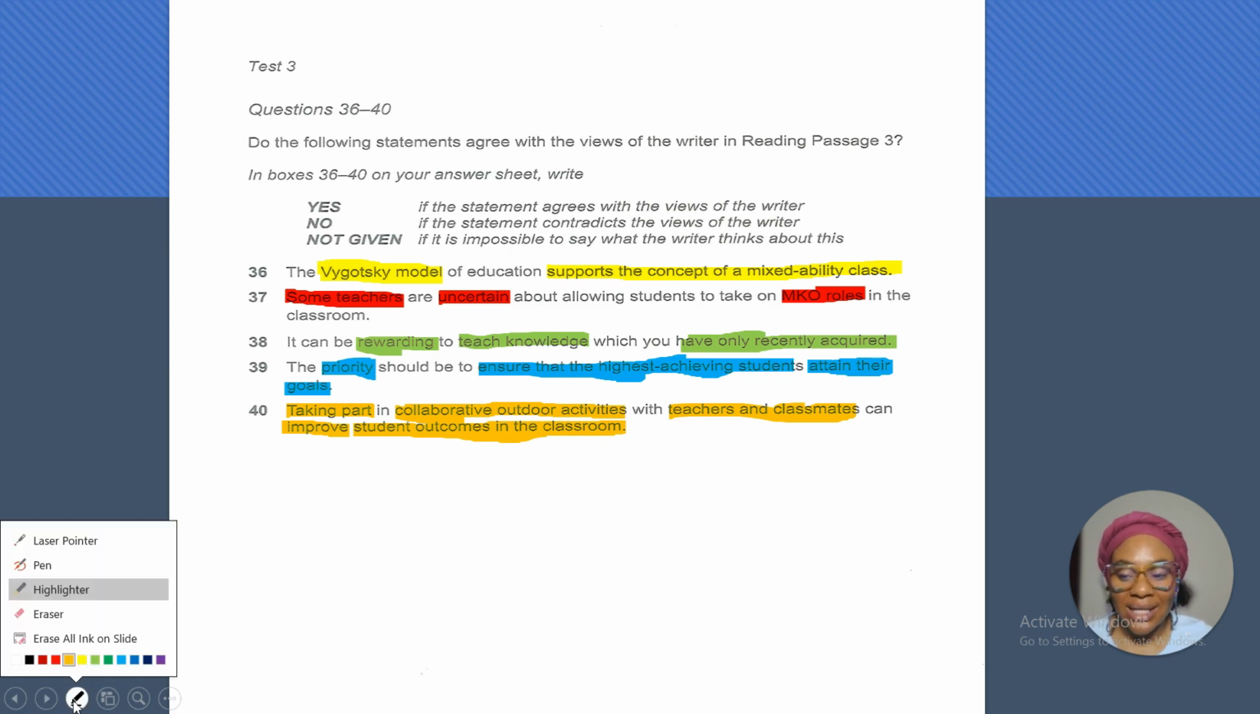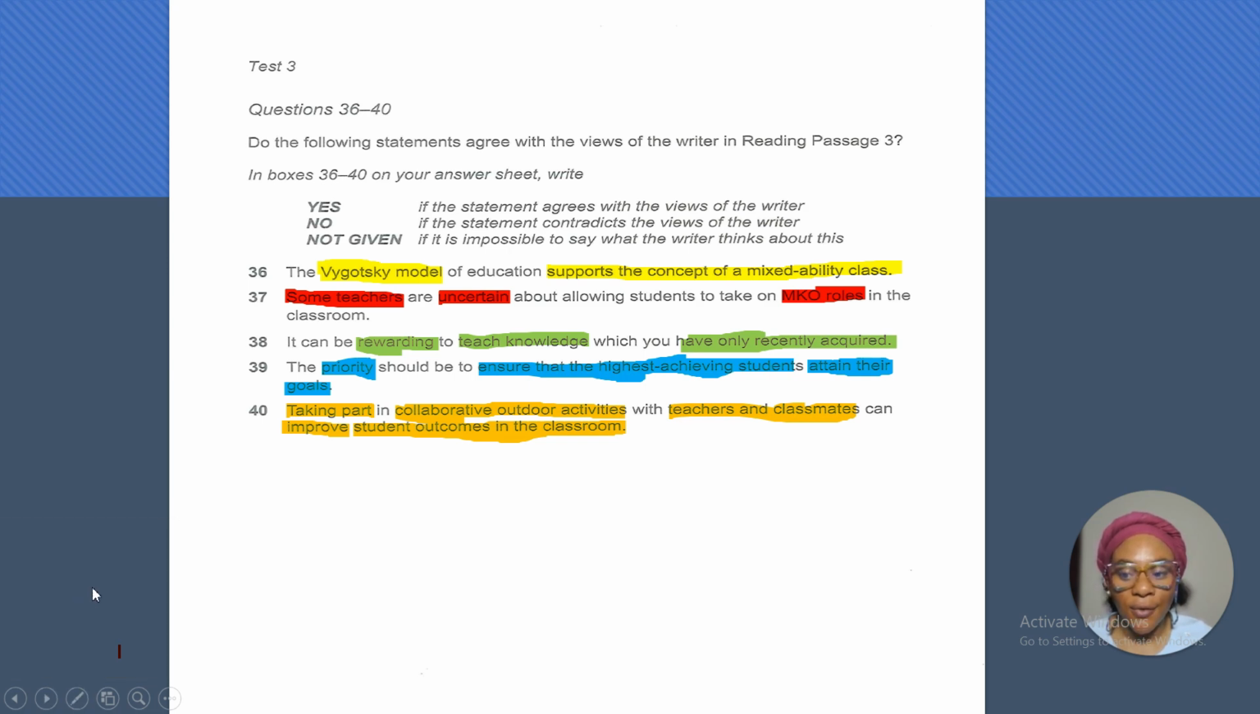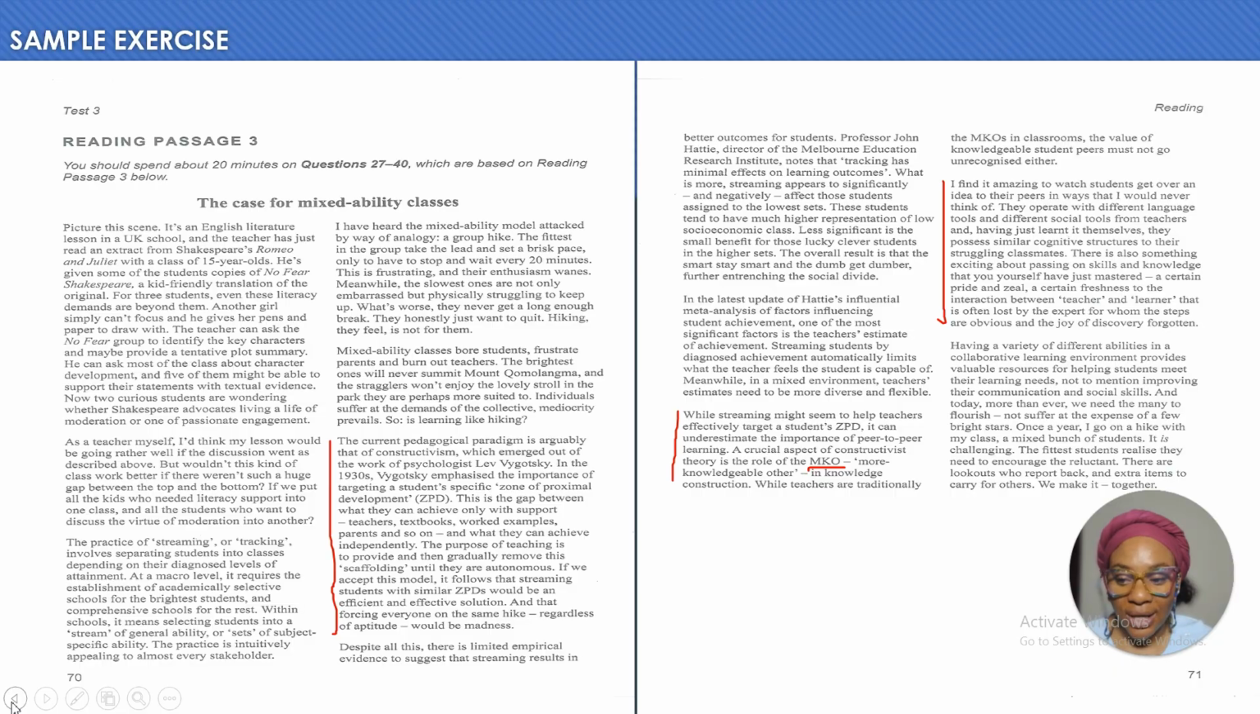We just want to have an idea of what number 40 is saying, just in case 39 is not given, so we know where to stop without wasting time. 39: the priority should be to ensure that the highest achieving students attain their goals. So now we go back to the passage to find out what this is about.